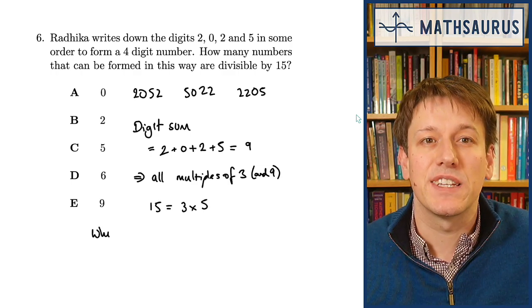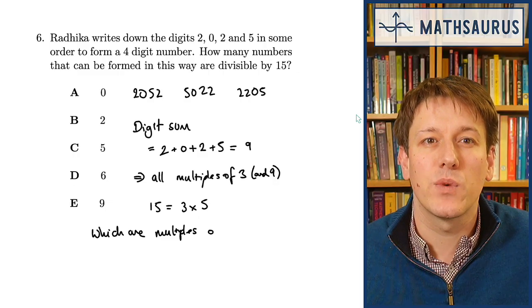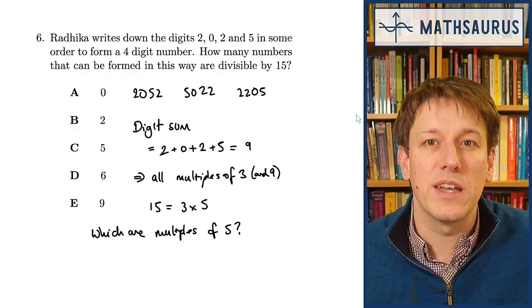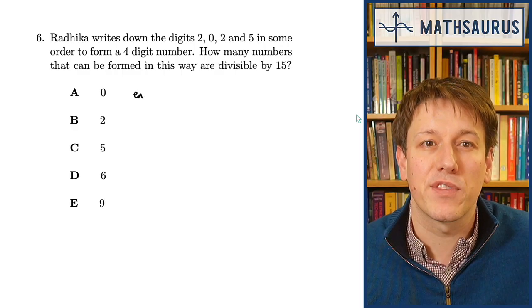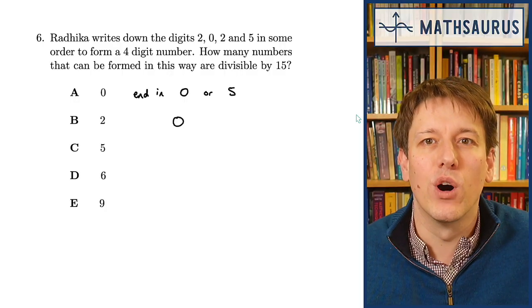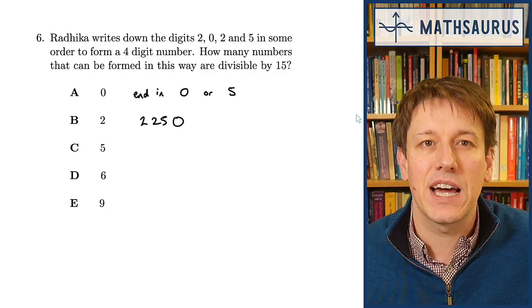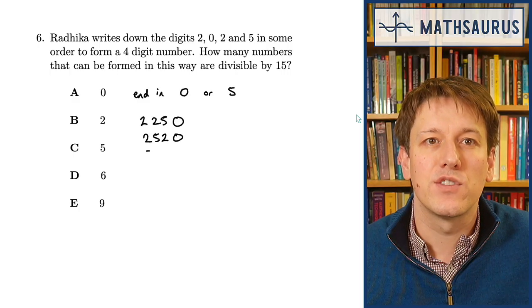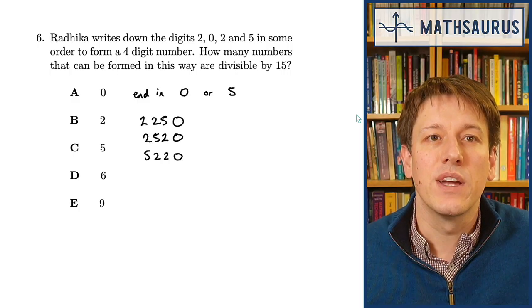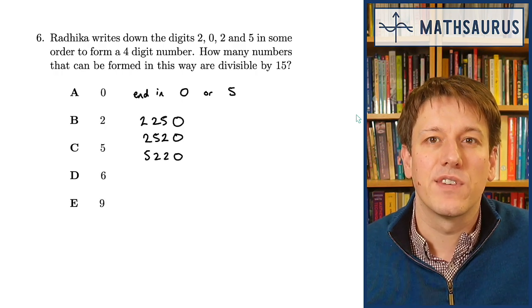So as we said, because 15 is 3 times 5, they don't have any factors in common. That means that to look for multiples of 15, we're just looking for multiples of 3 and of 5. So which ones are multiples of 5 is all we need to know, because we know they're all automatically going to be multiples of 3. To be a multiple of 5, the number just has to end in a 0 or a 5. So we've got two cases to consider. If we are ending in a 0, we could have 2250, 2520, or 5220. Essentially, I've just got 3 choices as to where to put the 5, and the other slots are going to be filled up with the 2s.